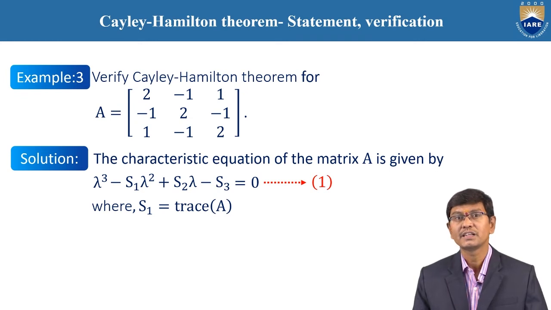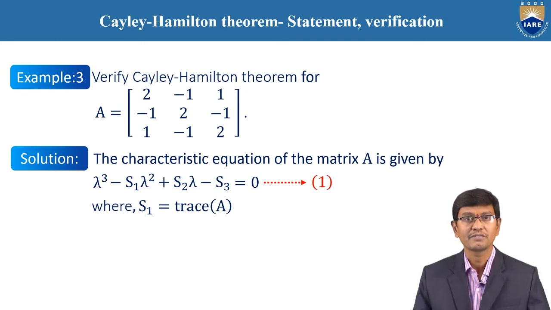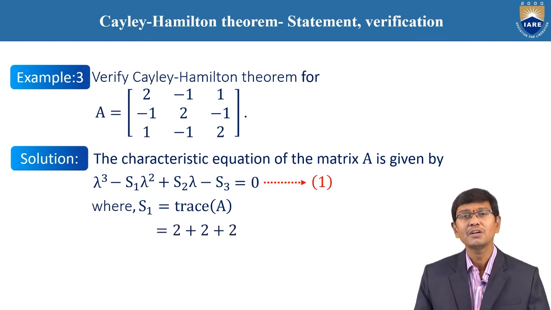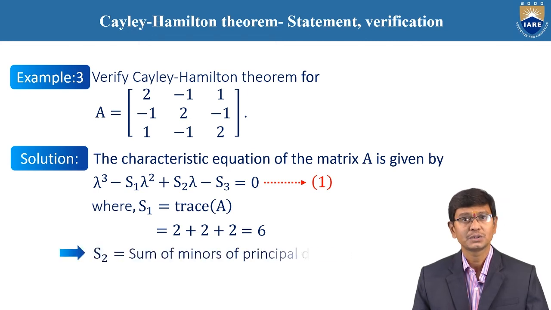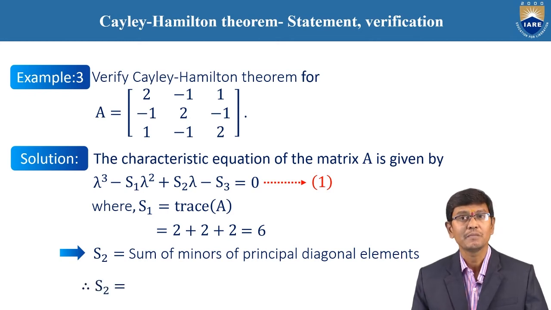We already discussed this in the previous sessions. Here also S1 is equal to trace of A, that is nothing but the sum of the diagonal elements. Here the diagonal elements are 2, 2, 2, therefore 2 plus 2 plus 2 is equal to 6. And similarly, we need to find out S2. S2 is the sum of the minors of the principal diagonal elements of the given matrix. Here the principal diagonal elements are 2, 2, 2.